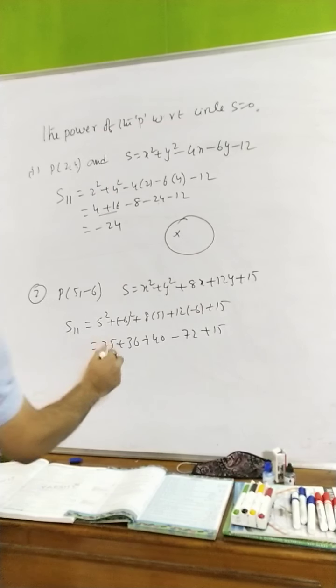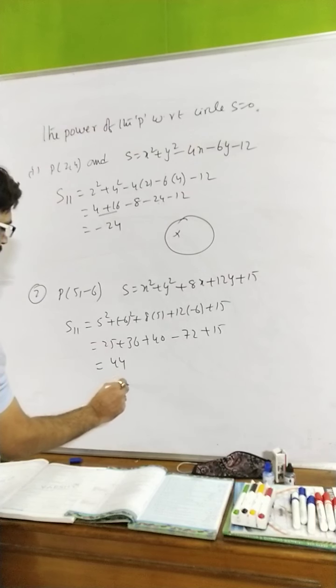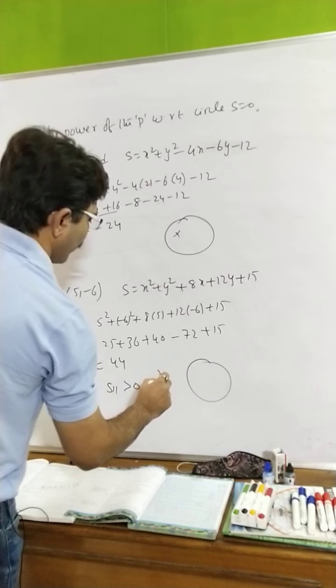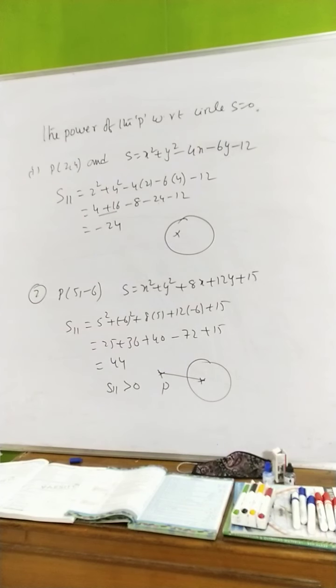Yeah, after simplifying probably we'll get 44. This S11 is greater than 0, which means P lies outside. That's the reason we have got the power of the point like this. Here we are having two good questions.